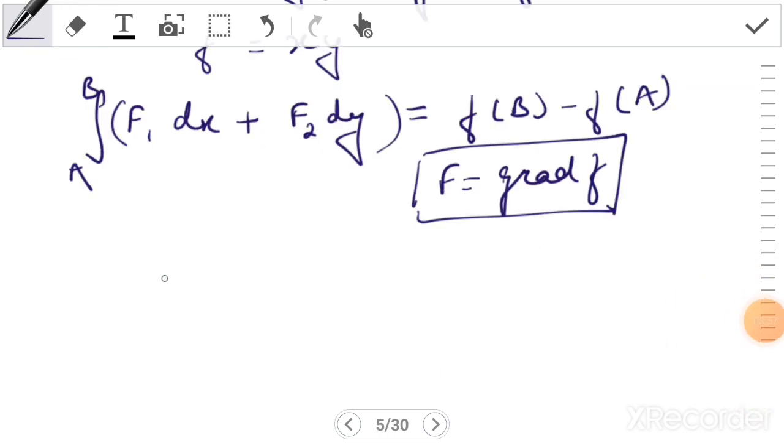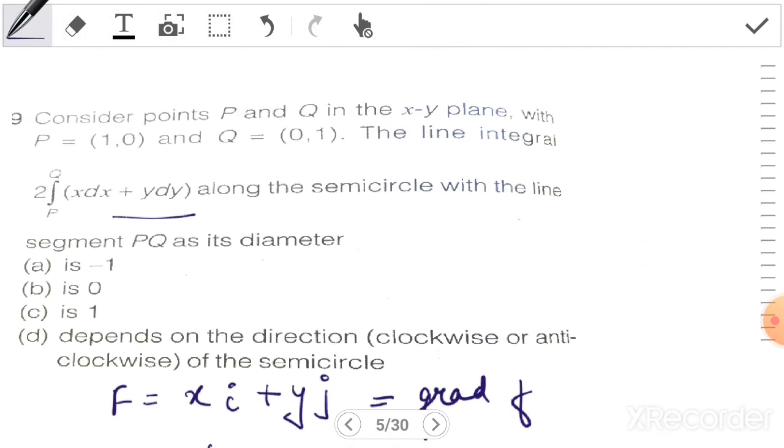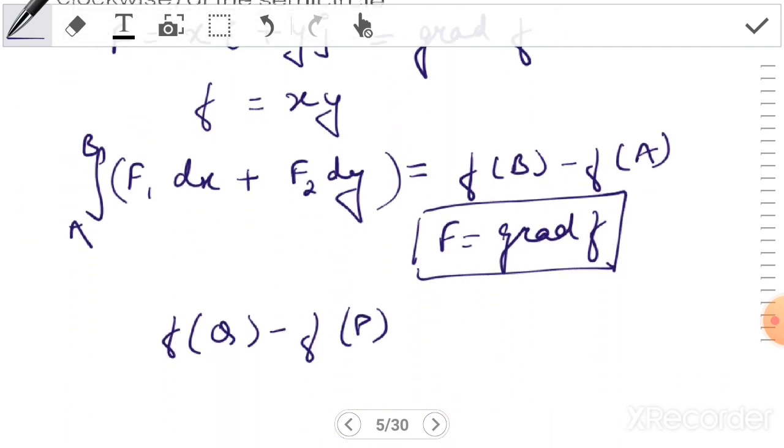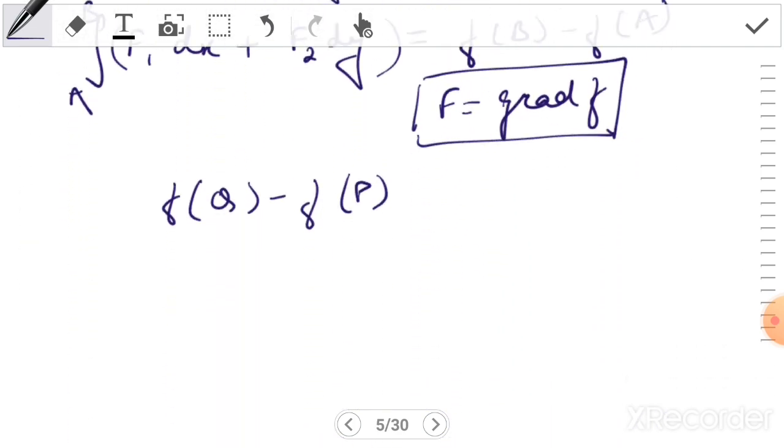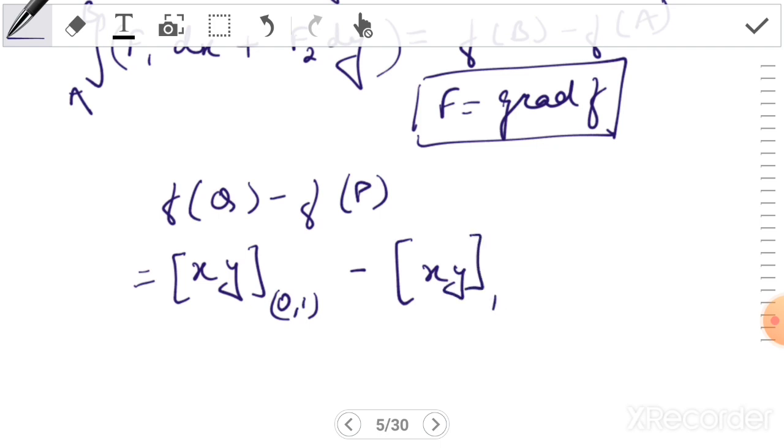So the integral is f of Q minus f of P. Q is given as (0, 1) and P is (1, 0). So it is equal to xy at (0, 1) minus xy at (1, 0), which is 0 minus 0, equal to 0.